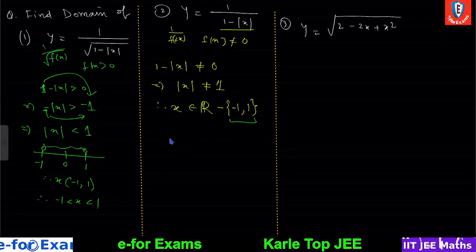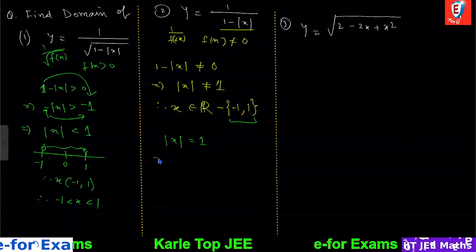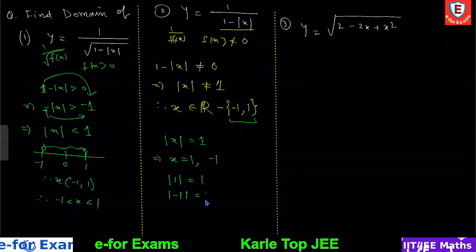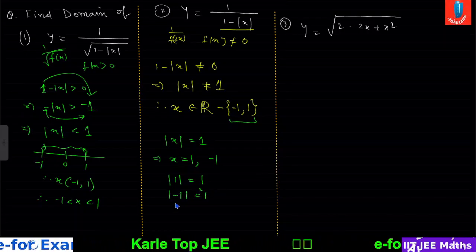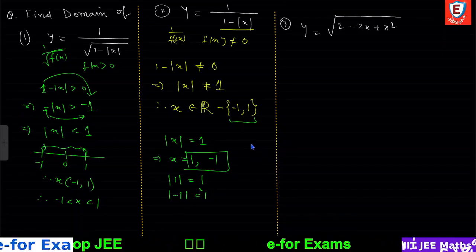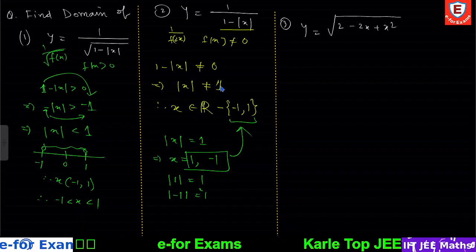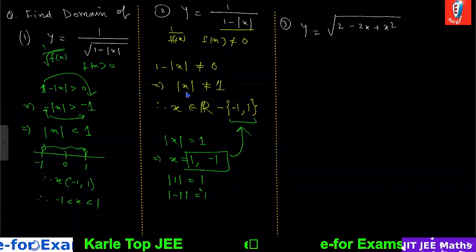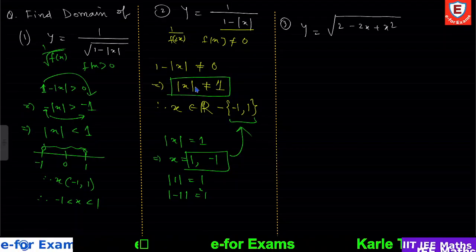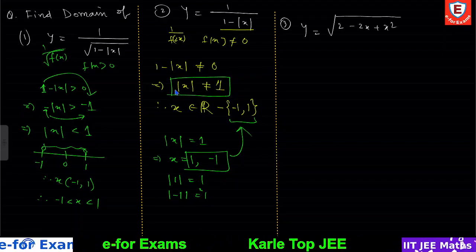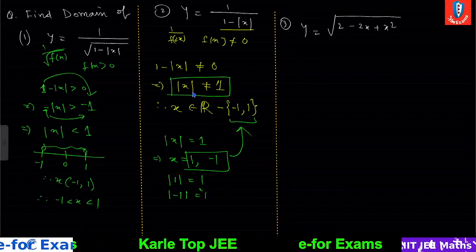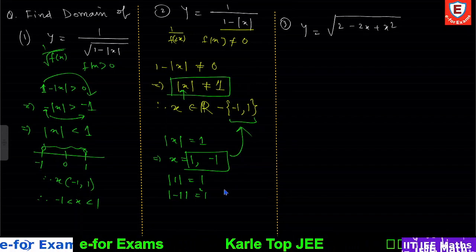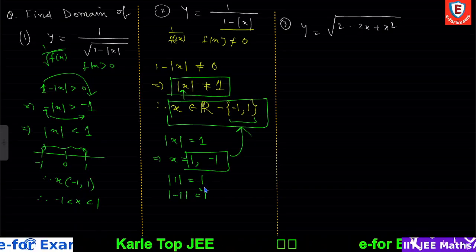Why this one? Do you know the reason? Because if mod x is equal to 1, this means x can be 1 or minus 1. Mod of 1 equals 1 and mod of minus 1 also equals 1. Therefore, x can take either 1 or minus 1. So, mod x should not be 1. That means you cannot put the value of x as 1 or minus 1. Any other real number is okay, but not 1. If you don't want mod x equal to 1, then you should not take the value of x as 1 or minus 1. Got it? So, this is the final answer.